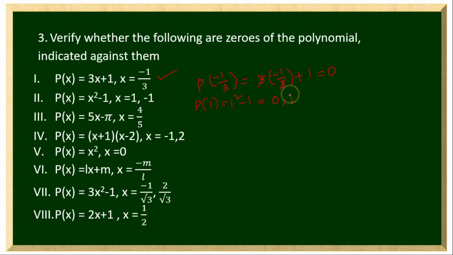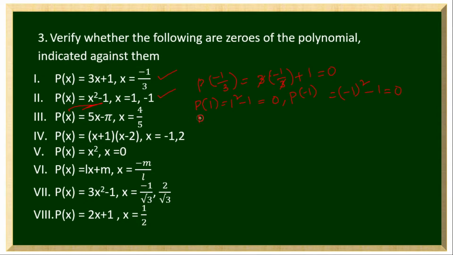We will check now minus 1. p of minus 1 equal to minus 1 whole square minus 1. Minus 1 whole square, minus 1 into minus 1 is plus 1. 1 minus 1 is 0. So at x equal to minus 1, the polynomial is becoming 0. In both the cases, at x equal to 1 and minus 1, the given polynomial is becoming 0. So we can say that 1 and minus 1 are zeros of this given polynomial. Right? Next.